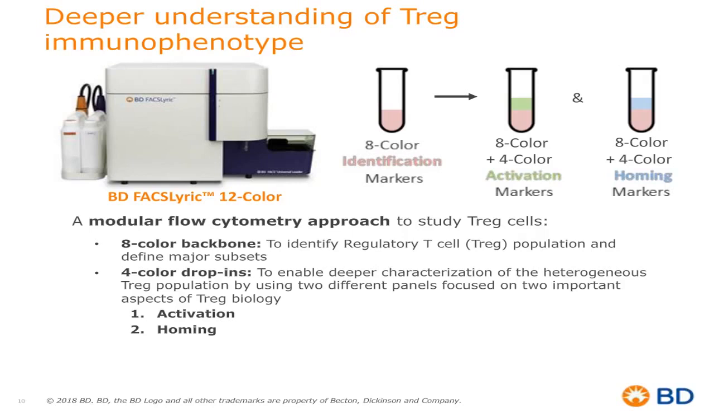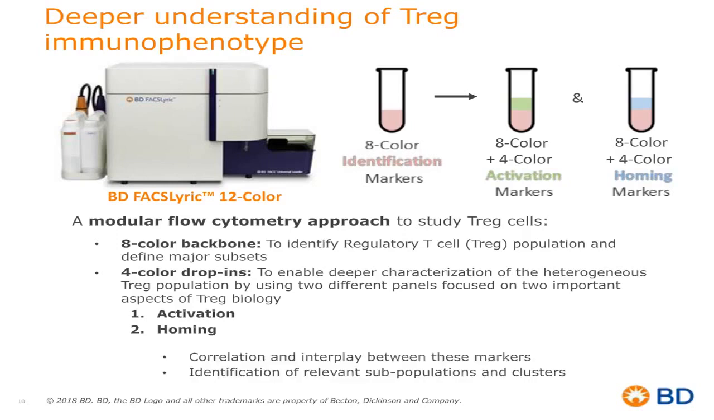This approach actually enables a deeper characterization of the heterogeneous T regulatory populations. I can use 2 different panels focused on 2 different important aspects of Treg biology. And working from a common core base, I can also utilize high-dimensional analysis and make some correlative comparisons, as we'll talk about later. So I can correlate the interplay between these markers and identify relevant subsets and subpopulations in clusters. All of this can be done in a simplified workflow.